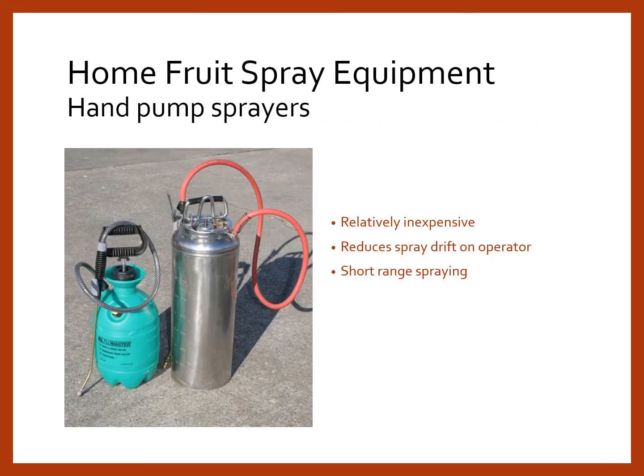Most of us that just have several trees are going to use these hand pump sprayers. They're relatively inexpensive. It does reduce your spray drift on your applicator because you've got the hose, the wand, and then you're targeting your sprays where you want to. They do sometimes have a short range, so if you're trying to spray a conventional tree, this is probably not going to be the best, but for a semi-dwarf or dwarf, these are great.